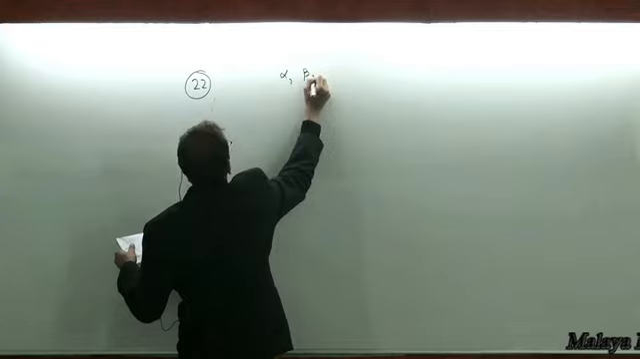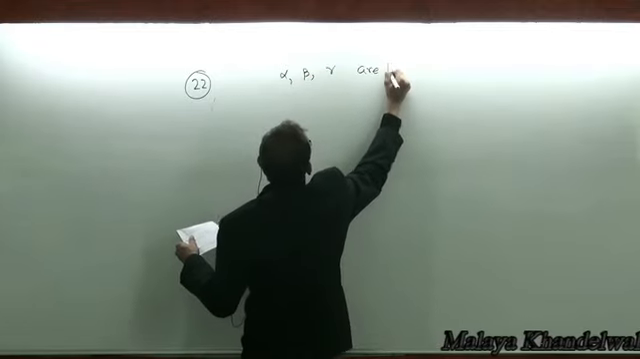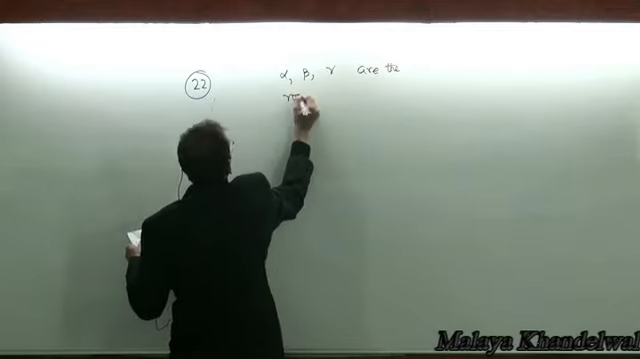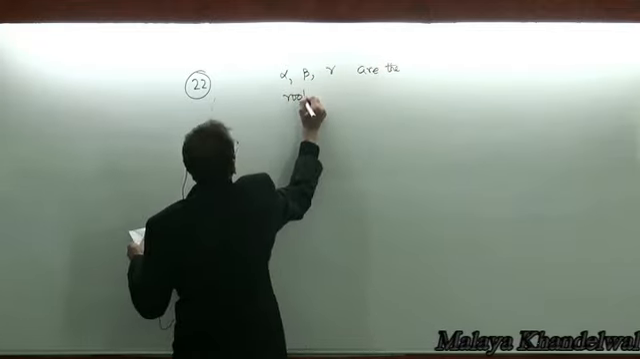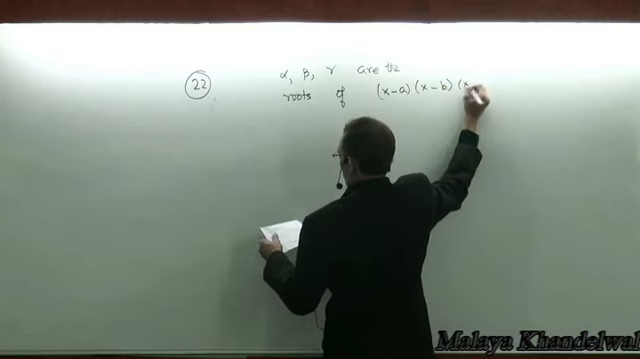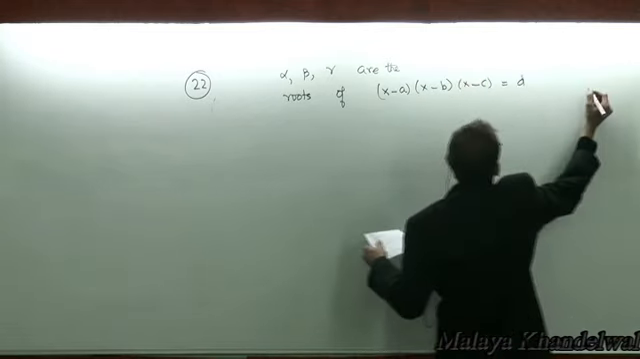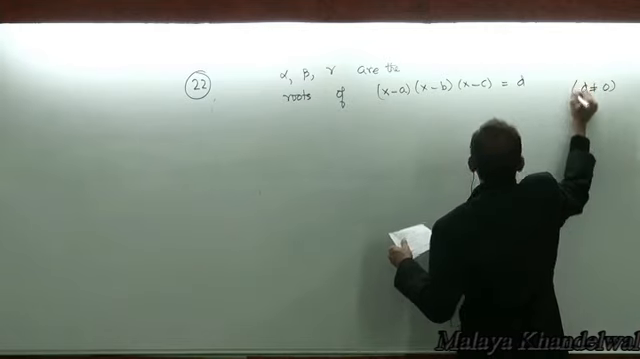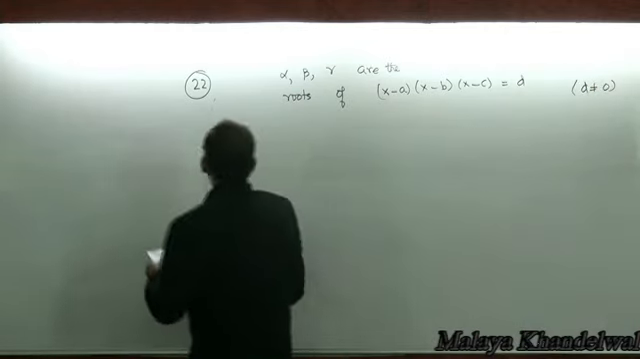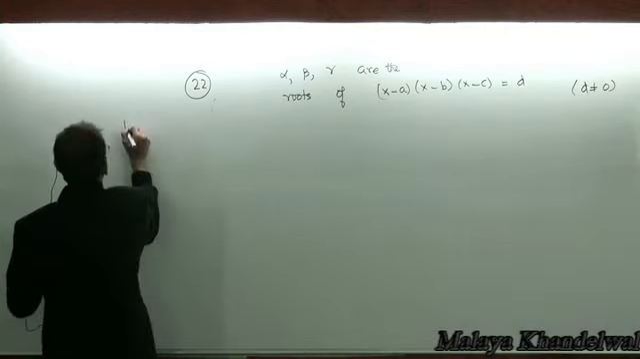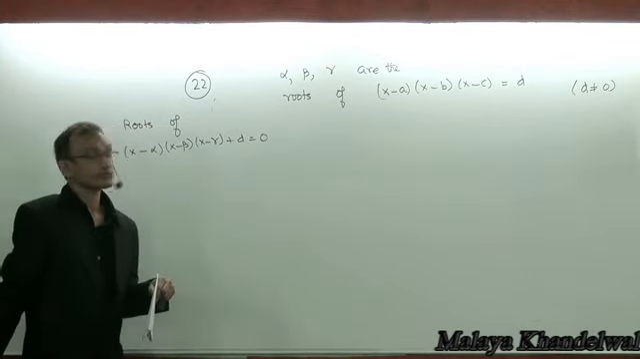Alpha, beta, gamma are the roots of x minus a into x minus b into x minus c equal to d, where d is not 0, right? We need to figure out the roots of x minus alpha into x minus beta into x minus gamma plus d equal to 0. We need to figure out the roots of this.